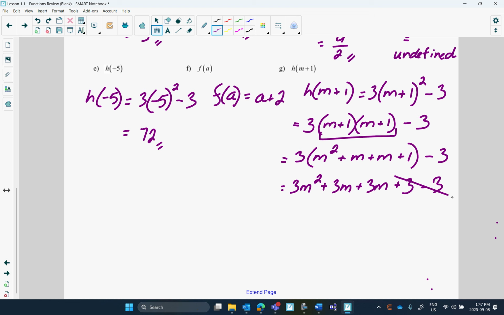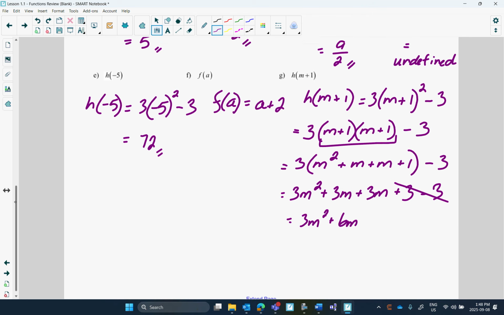Well, those go. 3 and minus 3 cancel each other out, and I'm left with 3m squared plus 6m. You really don't need to worry about one like this. Okay? But you should be familiar with how to multiply these. But I just kind of threw that in there just to sort of try and refresh your memory on multiplying the variables.